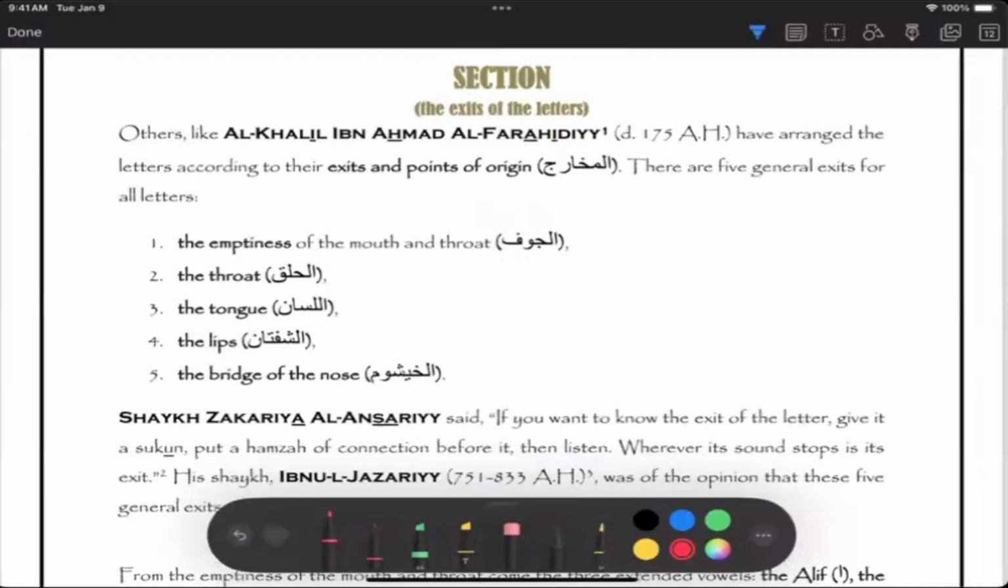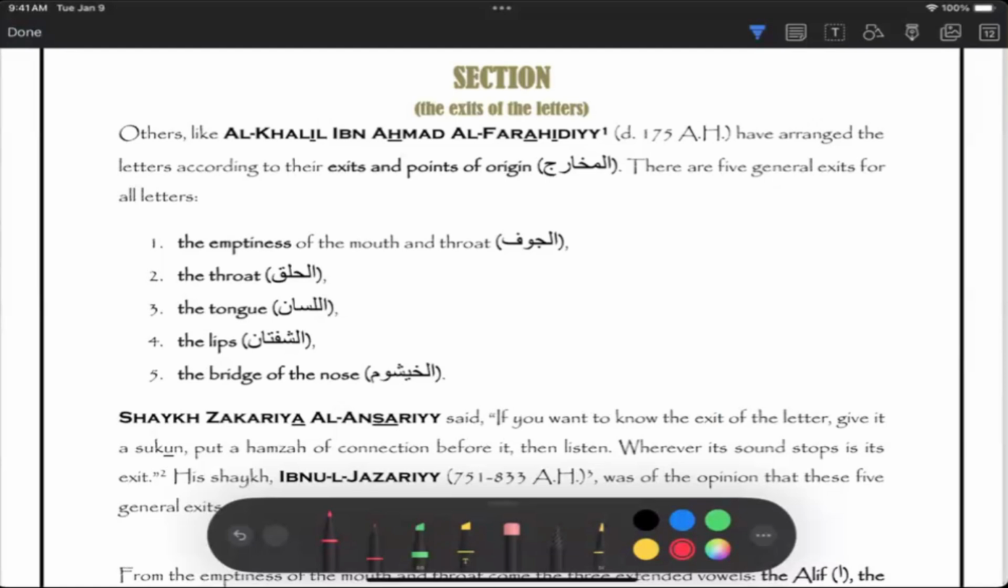Now we have another section, the exits of the letters. This is pulled out of Tajweed. So that's why this booklet is called the Merger, because it takes from everywhere. So the exits of the letters. Others like Al-Khalil ibn Ahmed al-Farahidi, he's from the Salaf. He's the Sheikh of Sibawayh. They have arranged the letters according to their exits and points of origin, their makharij.